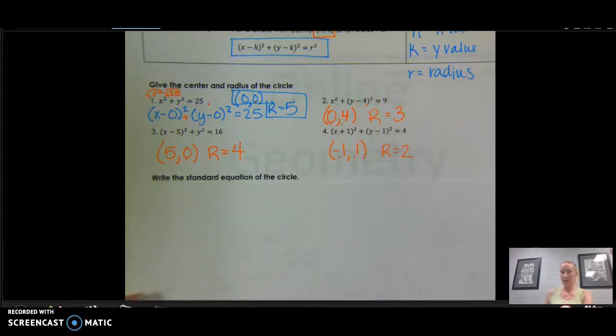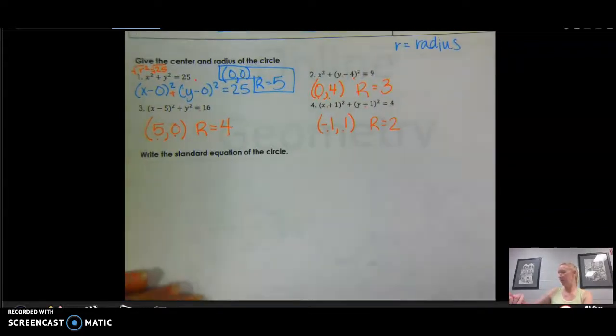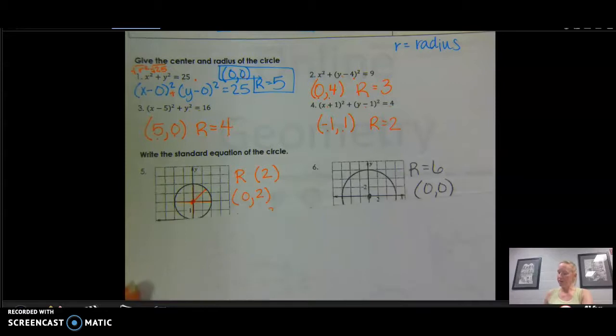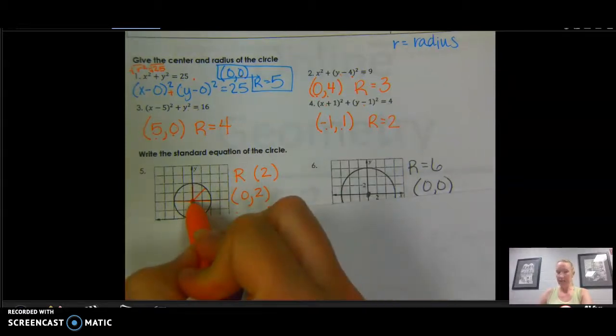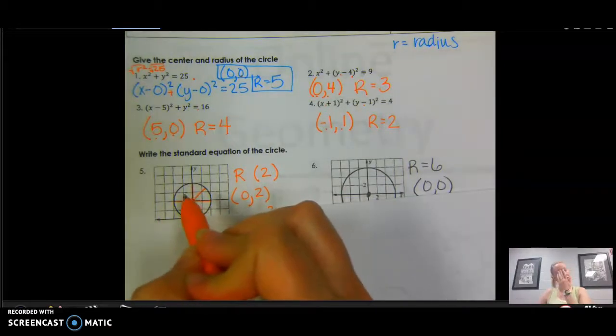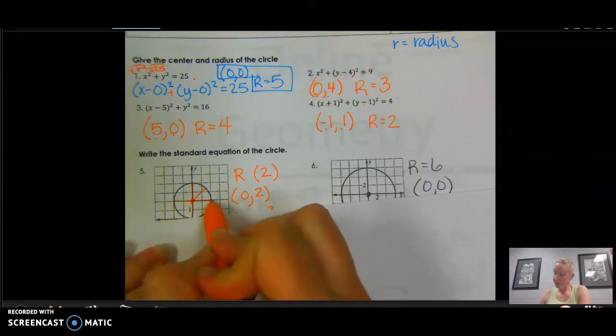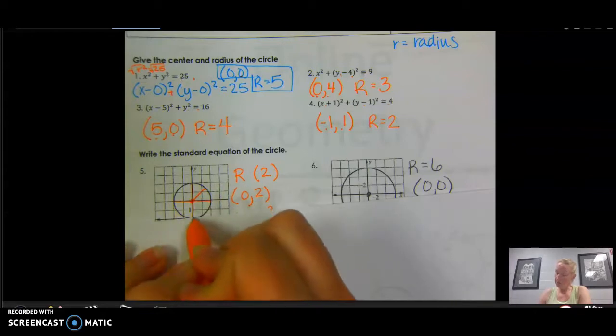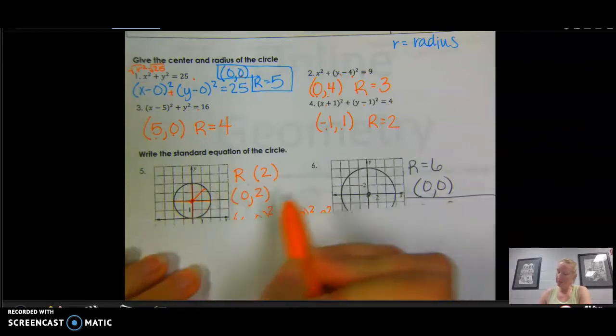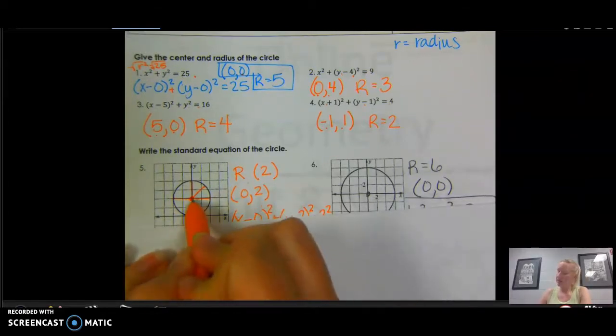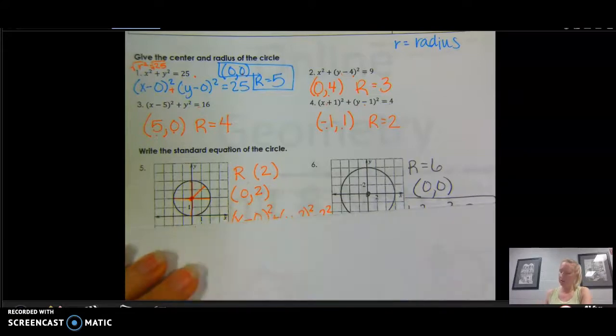All right, so now what we're going to do is they are going to give us a graph, and we're going to tell them what the radius is, and we're going to tell them what the center is. So on this first one, if I count, the radius is always equidistant to the center of the circle from any point on the circle. So here it takes 2 to get out, 2, 2, 2, so my radius is 2. The center point is up here at 0, up 2. So my center is at 0, 2.